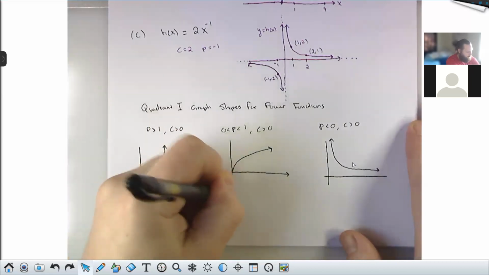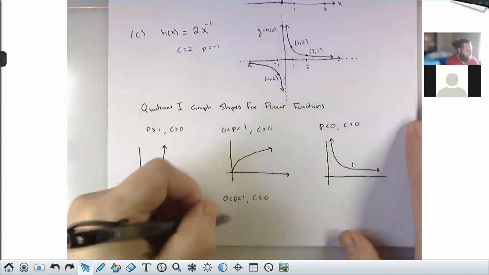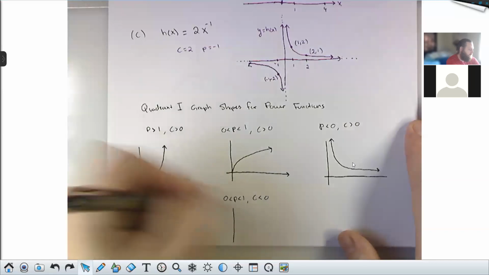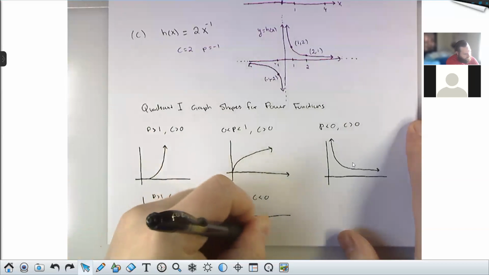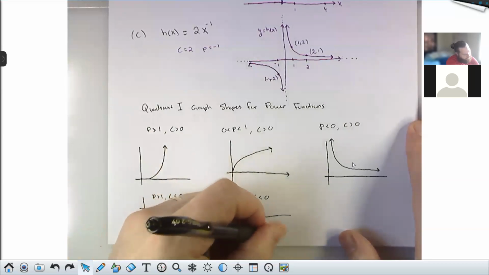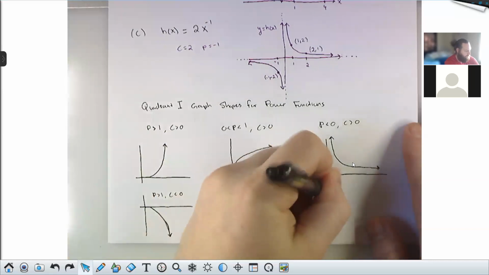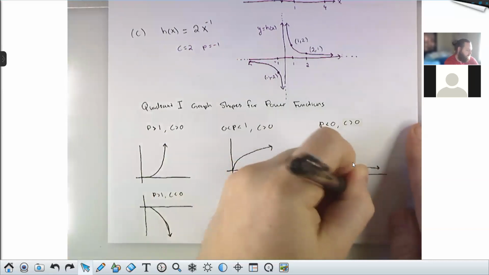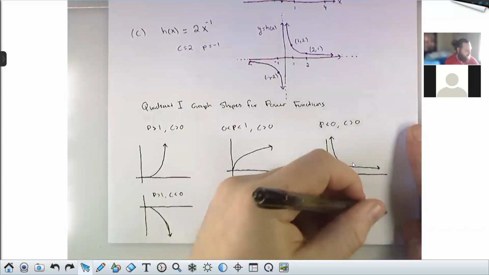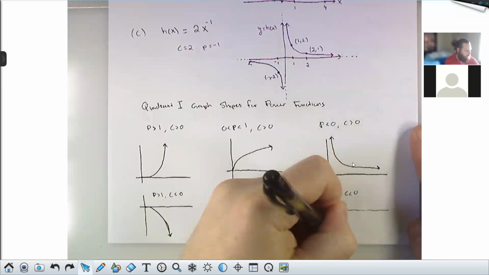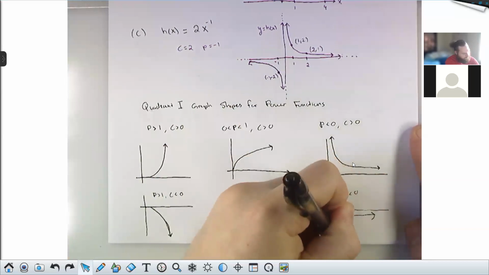If p is between 0 and 1 and c is negative, then you'll have this sort of root function shape, but flipped over vertically, which would look like this. And if p is negative and c is negative, then you'll have the same basic shape you see up there, but again, just flipped over, which would look like this.